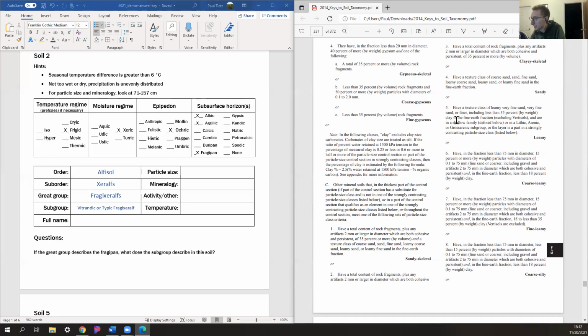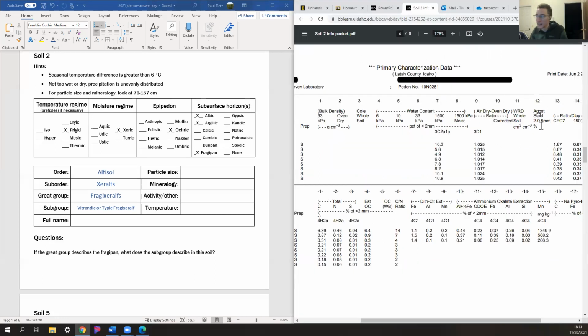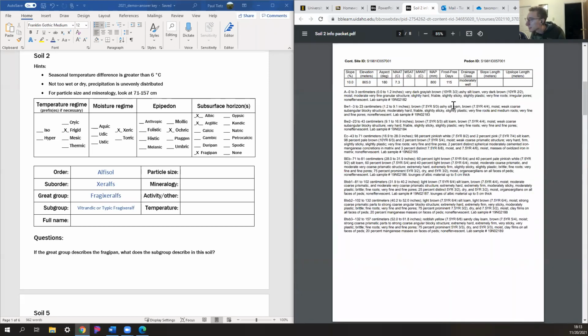Less than 35% by weight clay, I think that's us. And are in a shallow family, as defined below. That means if you have an R horizon really close to the surface, that's not us. Lithic, arenic, or grossarenic subgroup. I don't think that's us. We're not coarse loamy. Coarse loamy is if you have 15% or more particles fine sand or coarser, including gravel and artifacts. Let's check what we have in that range. Let's skip back a couple pages.